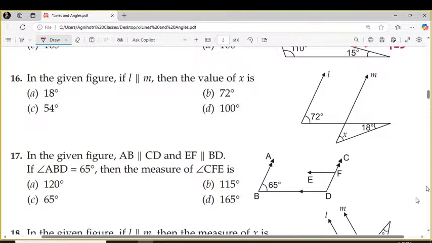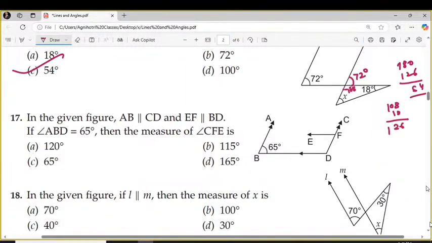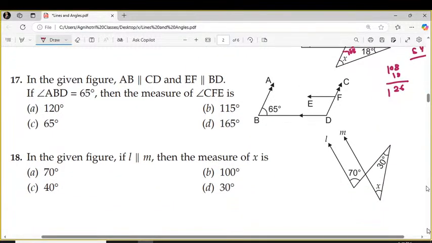Okay. You can deal with it like this. If this is 72, this is 72, isn't it? And this is how much? 108. Yeah, 108 plus 18 is 126, and 180 minus 126 is 54. Is it your answer? Yes, sir. Okay, the questions are quite interesting, isn't it? Yeah. Come to question 17.